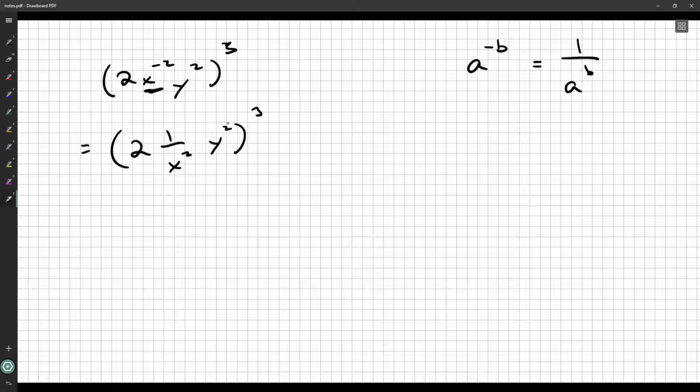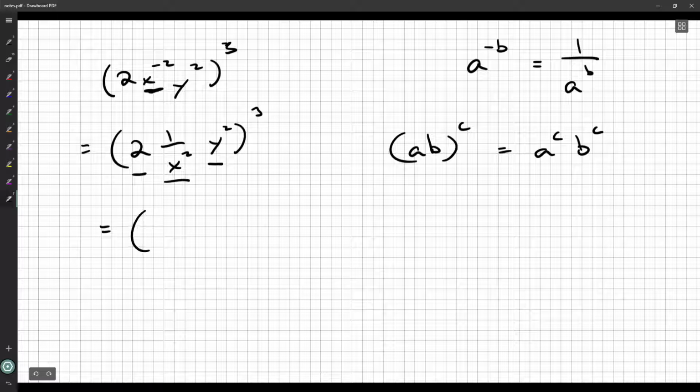We could expand things out a little bit. Now, what do I mean by that? Well, I notice I have 2 times 1 over x squared times y squared, all raised to the power 3. So something we could do, and this is not the only thing we could do, is use the fact that we've got a product raised to a power and rewrite it. A to the c times b to the c. Or in this case, we would distribute this 3 to everything that's being multiplied.